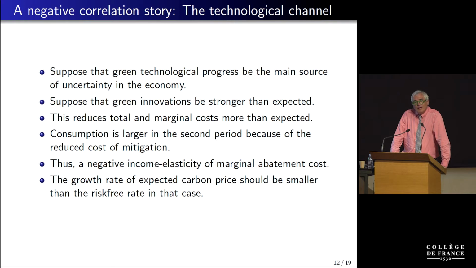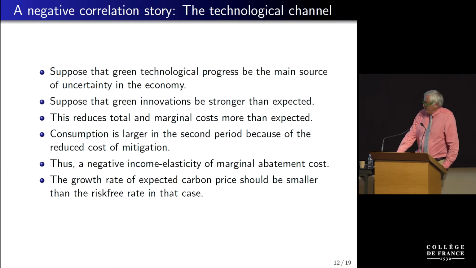Okay? And therefore, in that framework, abating more today is a way to hedge future macroeconomic risk. Meaning you should do more of it in the short run because of this additional value of this effort for managing risk at the aggregate level. And so a larger carbon price in the short run, and therefore a smaller growth rate of that carbon price. So that's the story of a negative correlation.